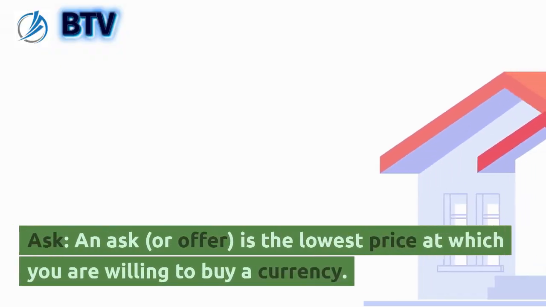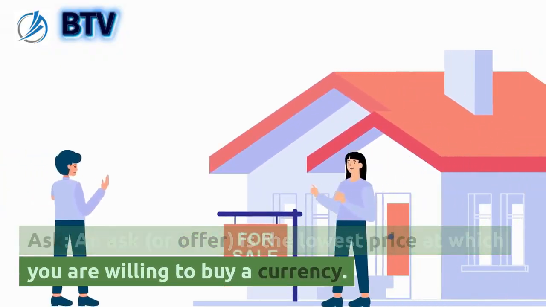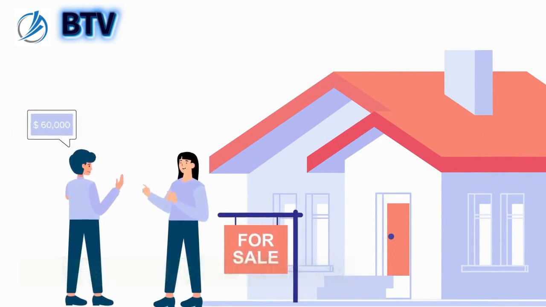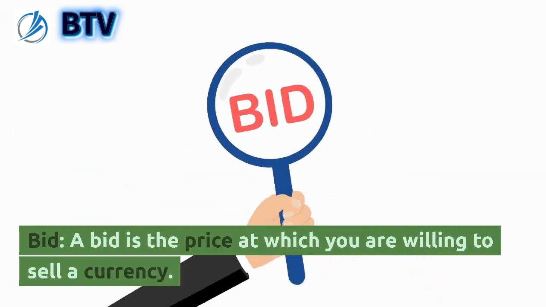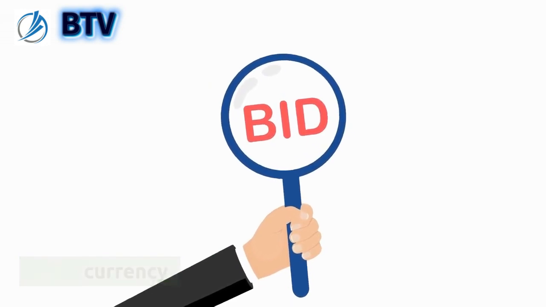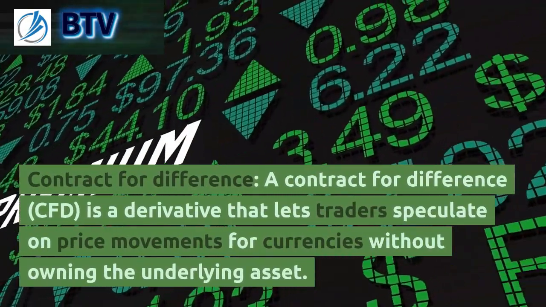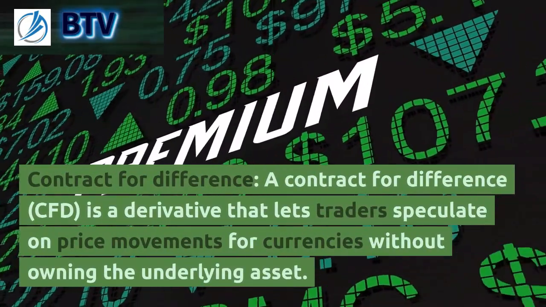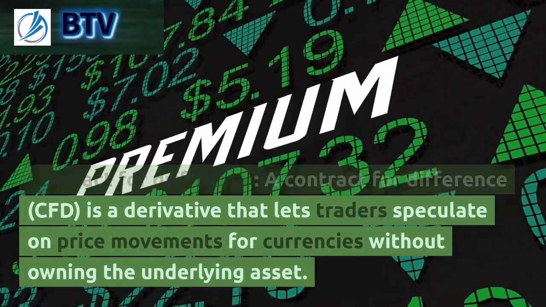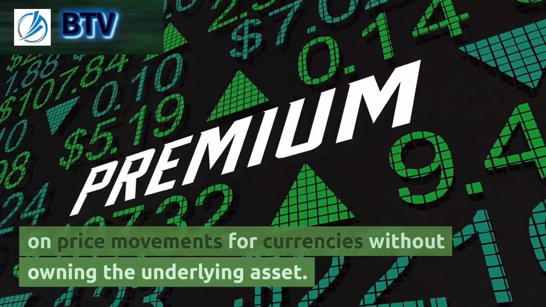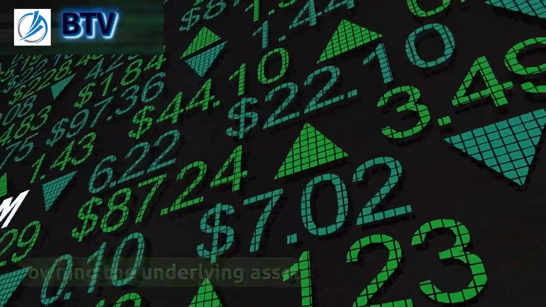Ask. An ask, or offer, is the lowest price at which you are willing to buy a currency. Bid. A bid is the price at which you are willing to sell a currency. Contract for difference. A contract for difference, CFD, is a derivative that lets traders speculate on price movements for currencies without owning the underlying asset.